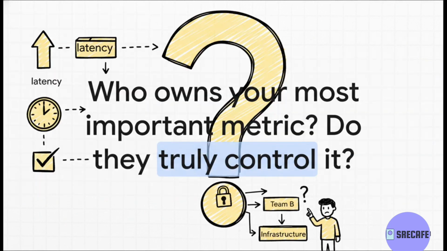So this is the question I want you to take back to your own team. Think about your most critical user-facing metric. Now ask yourself, who in your organization is actually accountable for that number? And then ask the really important question, does that person or that team have direct control over all the things that influence that number? Finding and fixing the gaps in that answer, that's how you go from just measuring reliability to actually improving it.